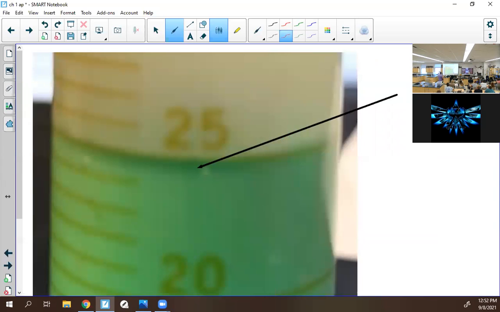Okay, that's really hard to read, but this is 20, 21, 22, 23, 24, 25. And we're going to measure from the bottom of this curved thing, which we call the meniscus, which is a little bit below 25. Will you write your guess of what this measurement would be and report it using the correct significant figures?